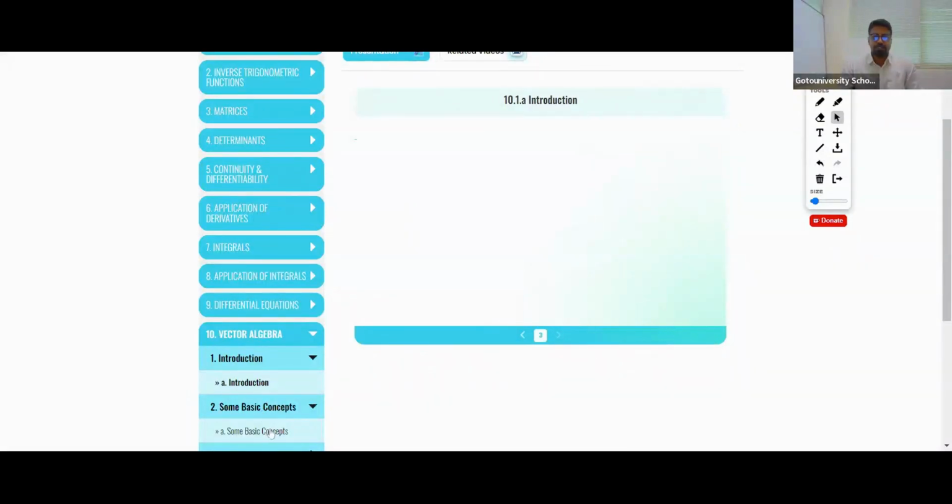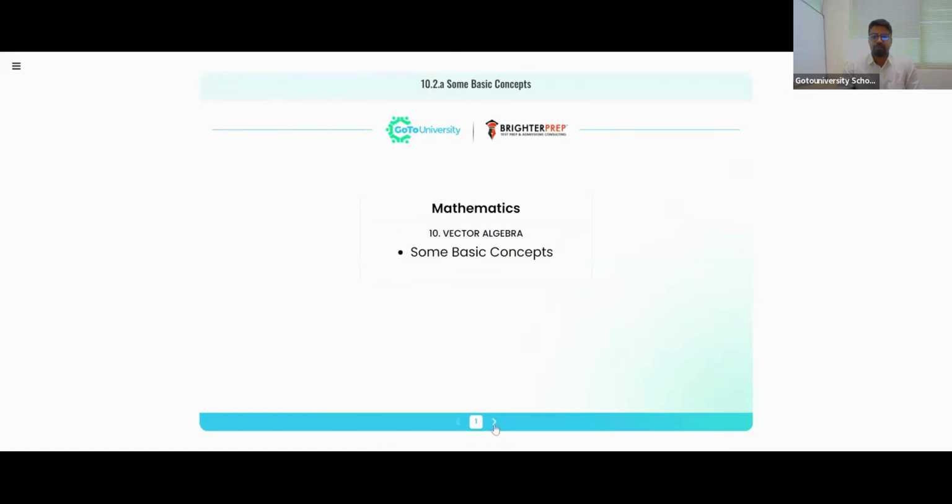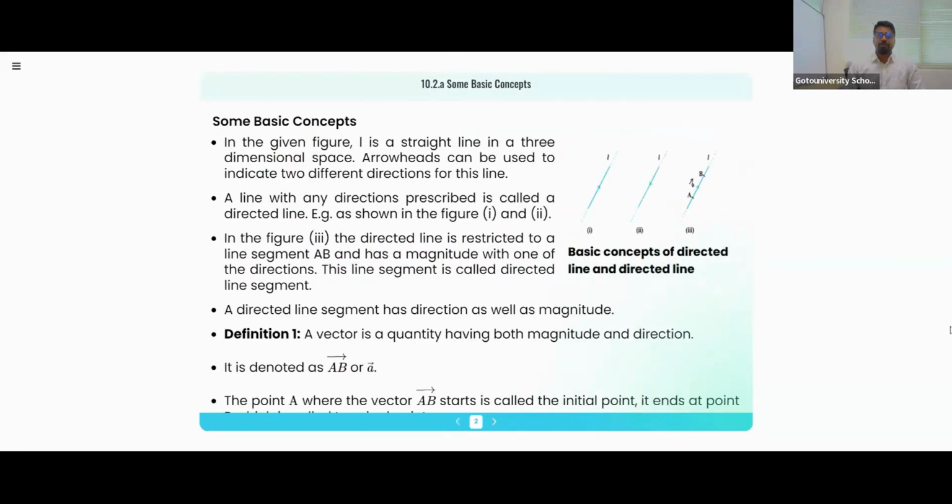Let's get into some basic concepts about vectors: the definition of a vector and the types of vectors, everything one by one. Okay, so if you take a line in space, I'm not talking about two-dimensional anymore, space is a three-dimensional place, right? In a given figure, there is l. l is a straight line in three-dimensional space. There is a straight line like this, with an arrow indicating the direction of the line.